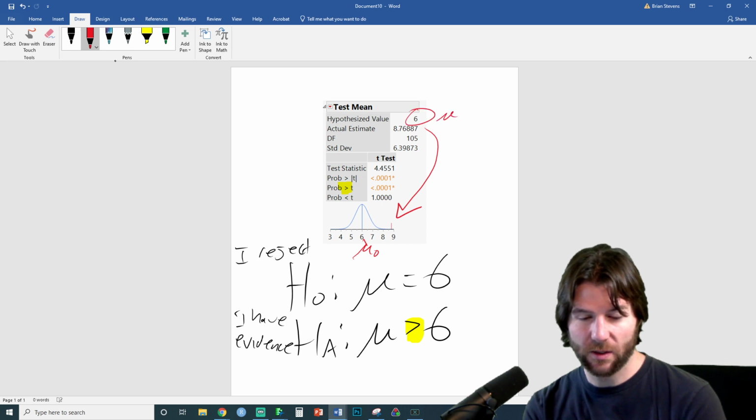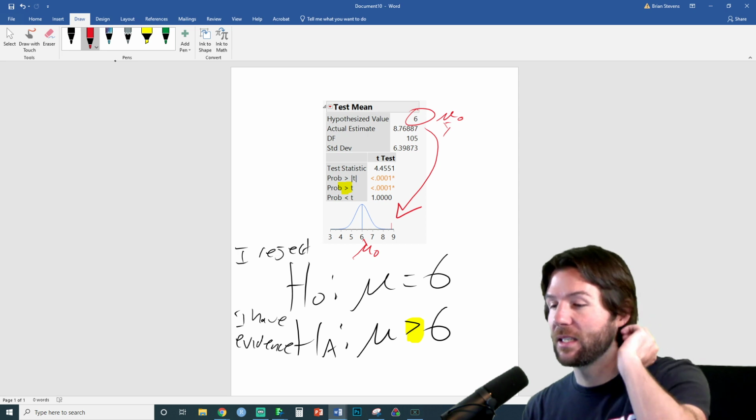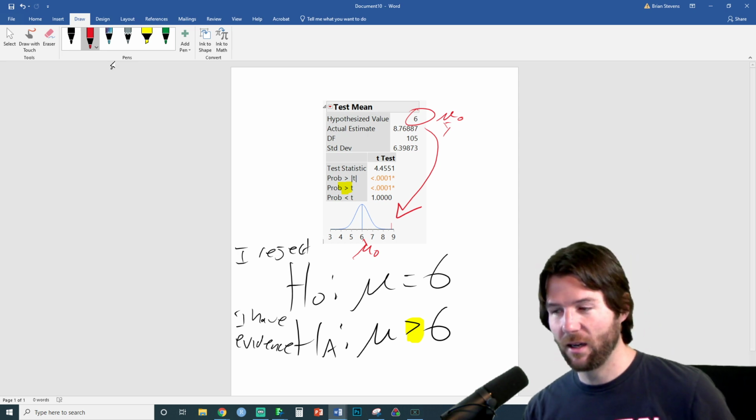This is mu naught. This is y bar. I missed how you got test mean to go to t-test. Yes. So you click on there.